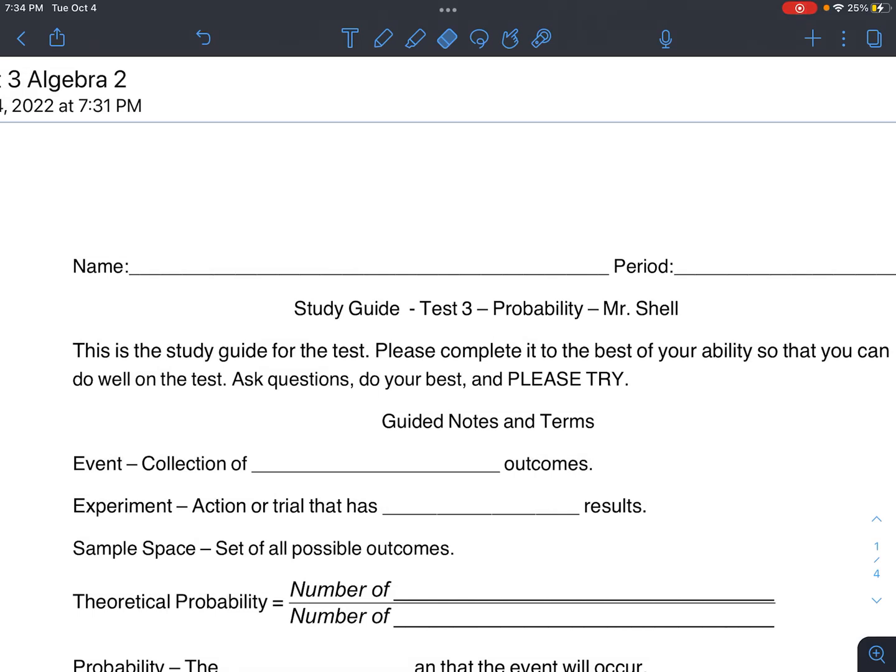All right, gentlemen, this is our probability test study guide for Thursday, October 5th, or 6th, excuse me. Let's go ahead and get started.